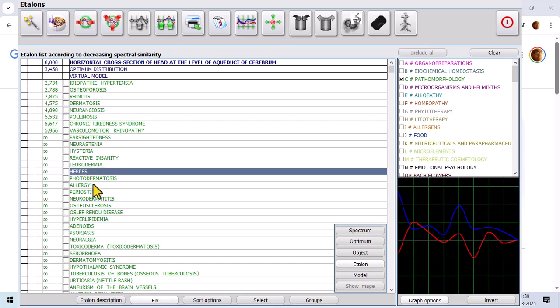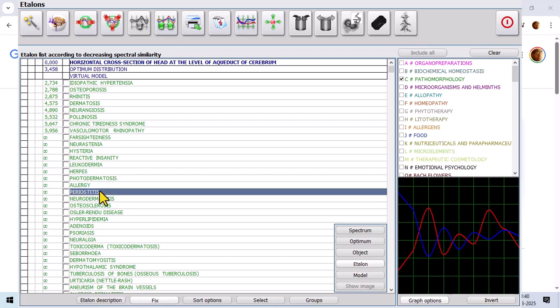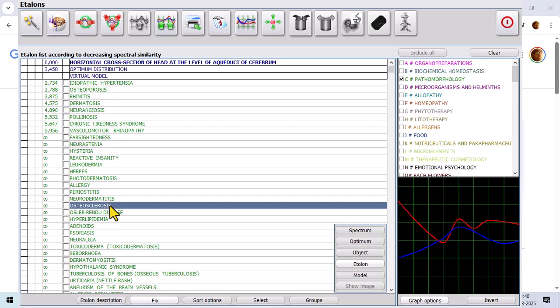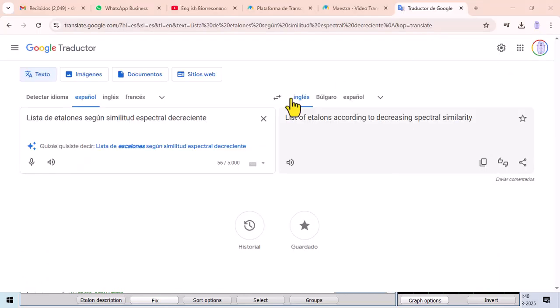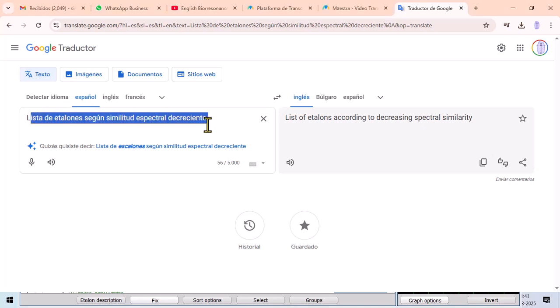This is a representation of a pathology, so now we are going to see the phrase: "List of heals, according to the decreasing spectral similarity." Here I copied the phrase, I have it in my language, Spanish, list of heals according to spectral similarity. It says decreasing spectral similarity, and here's the phrase in English.